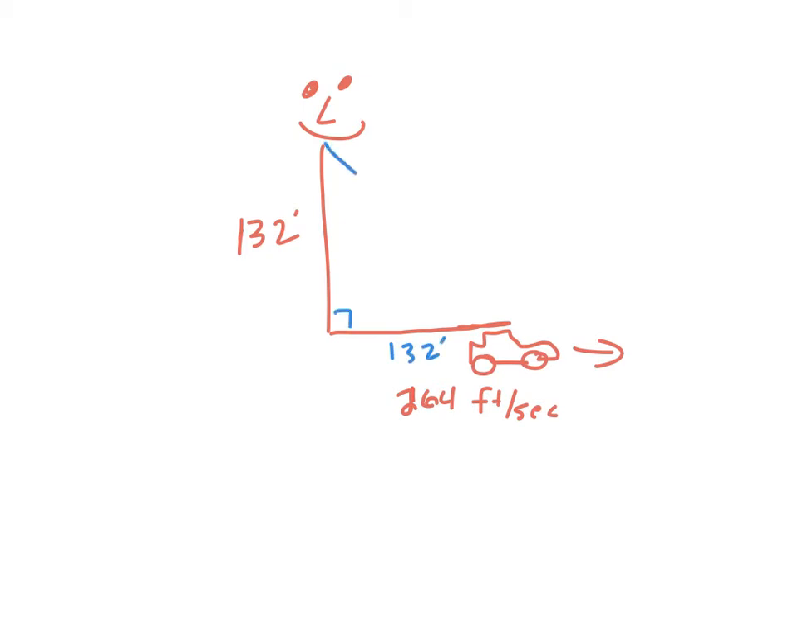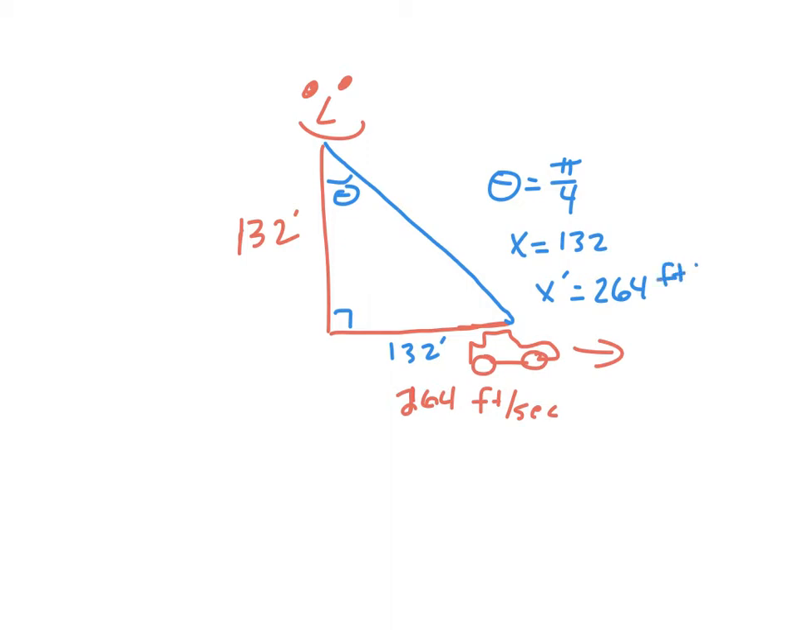And I think you'll agree that basically what we have here is an isosceles triangle, right? Here's our angle theta, the angle that the car is making with the line of sight of the camera. And if this is 132 feet by 132 feet, this must be a 45-45 right triangle, meaning that at this point theta is pi over 4. We know x is 132 at this point, and we know that x is growing, meaning that x prime is now positive 264 feet per second.